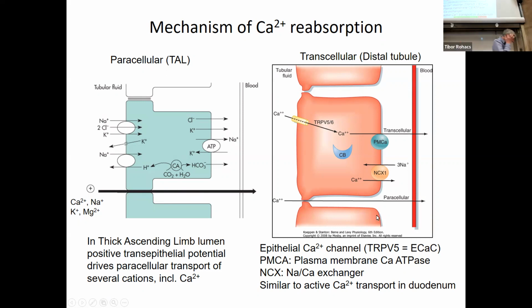And the other way is a classical transcellular movement or mechanism where you have an apical calcium channel. It's called TRPV5. You don't have to remember the name. It goes through this calcium channel and enters the cell, binds this calcium binding protein called calbindin, and then it will be pumped out on the basolateral side, either by the plasma membrane calcium ATPase or the sodium calcium exchanger. Again, this is a classical vectorial epithelial transport. Calcium goes in on the apical side and gets pumped out on the basolateral side.